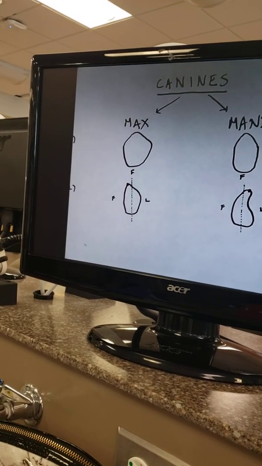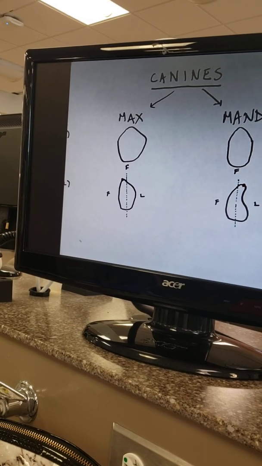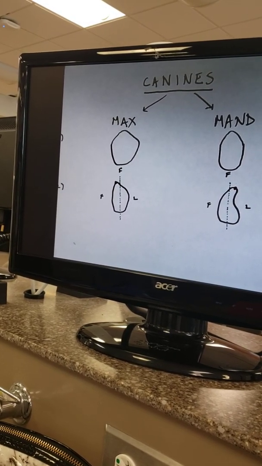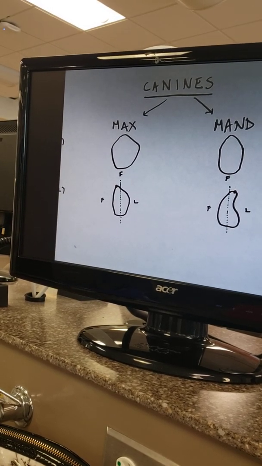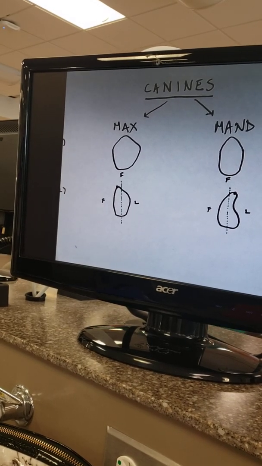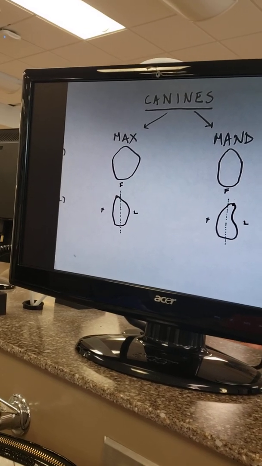If your occlusion is correct, or at least generally functional, your maxillary facial surfaces overlap on the facial side of your lower teeth like this. And so when you bite down, your maxillary canine should be out in front of your mandibular canine. And that all makes sense.